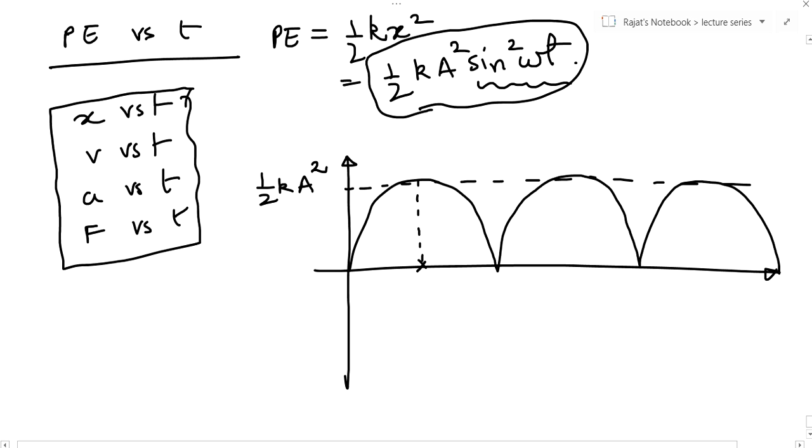The maximum potential energy is when the spring is extended. If it is starting from the origin at t is equal to 0, the mass is at the origin. At T by 4, the mass is at the extreme position, so the potential energy is maximum. Again, this is the mean position, so the potential is 0. This is the other extreme position, so potential energy is again maximum. And finally, time T. Okay, so this is the variation of potential energy with time t.